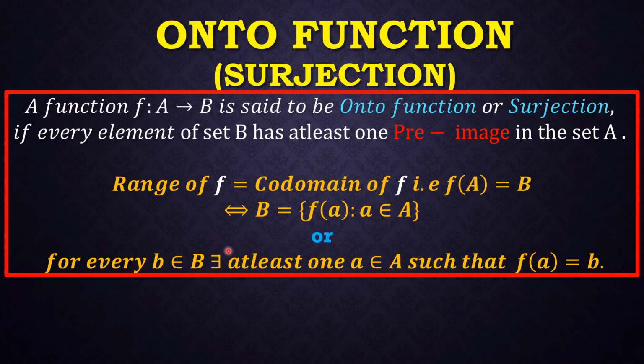This type of statement can be used in theorems. Now, in theorems, we prove that for every element in the codomain set there exists at least one preimage in the domain set, such that f of a equals b. Then that function is proved onto function.